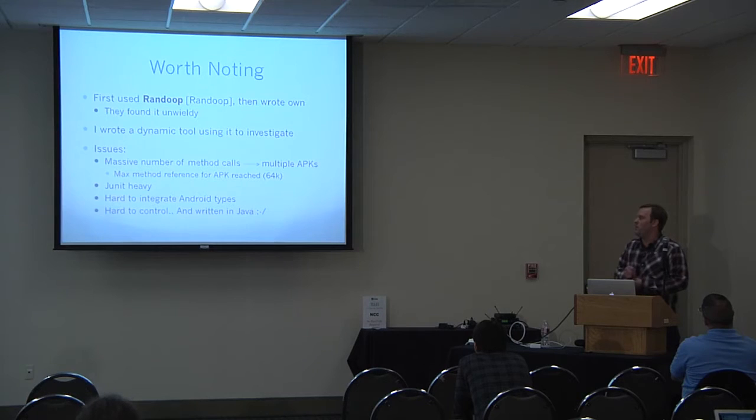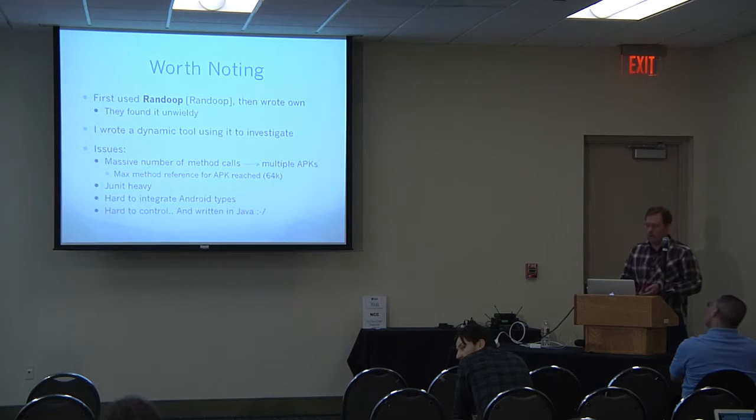It was very unwieldy. But the biggest problem is that you had to then modify the setup so that you weren't generating just one APK. You were quickly going to hit the method reference limit, which is 64,000 or 64K. It's also JUnit heavy, and it was hard to integrate Android types and hard to control as written in Java. So they wrote their own tool, and as you'll see, I wrote my own tool, or we wrote our own tool.